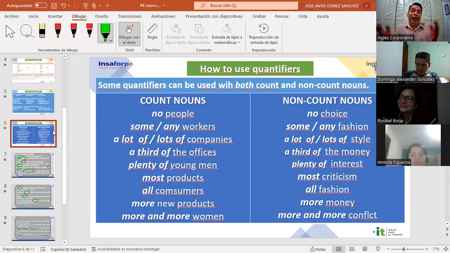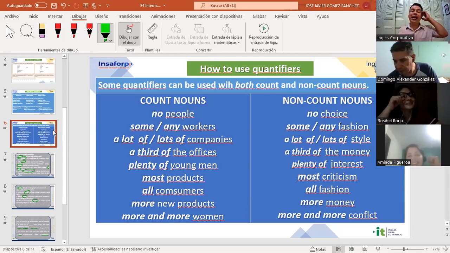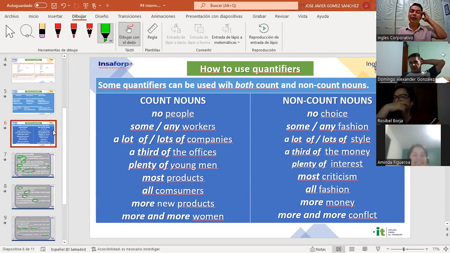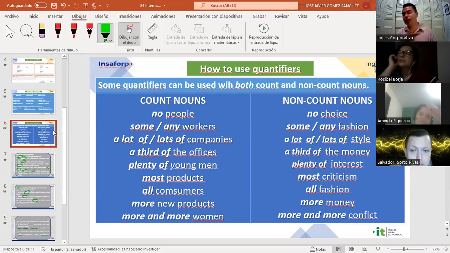Why? I don't know. Maybe remember Jack and the magic beans? They were three, right? Tres frijolitos. Jack y los frijolitos mágicos. So three, so they can count. The sand on the beach. Countable or not countable? Not countable, right?